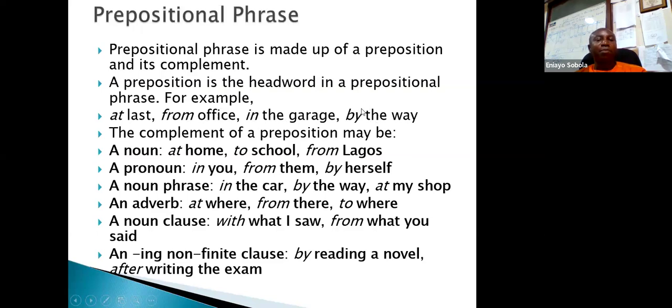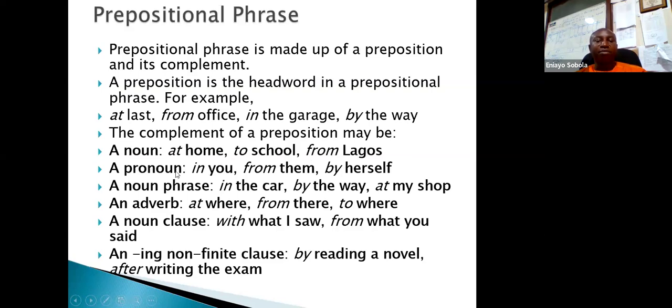And the complements in the prepositional phrase may be any of the following. The first one here is a noun. A noun may function as a complement. For example, at home. Home is a noun and complements the preposition at. To school. School is a noun, complementing the preposition to. From Lagos. Lagos is a noun, complementing the preposition from.